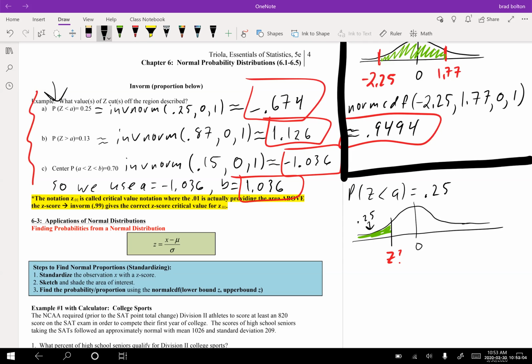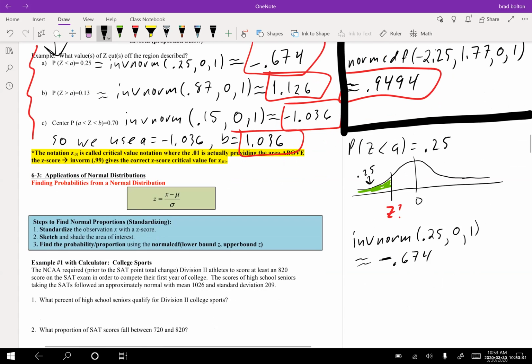So what we're going to do is we're going to use our calculator function. We're going to say inverse norm. So what this does is you tell the calculator, I have an area of 0.25. I have a mean of 0 and a standard deviation of 1. When you hit enter on your calculator for that, you're going to get negative 0.674. Normally we should round 3 decimal places for our Z-scores. So now remember, this is not a probability. This is a Z-score.